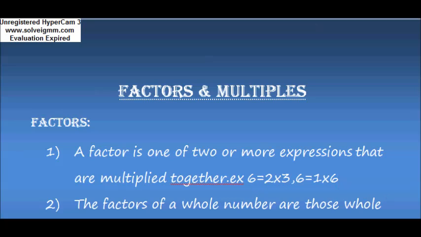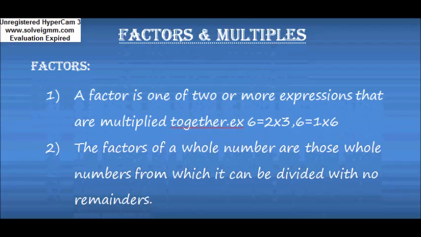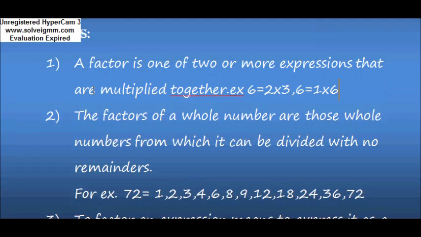So in our second point, the factors of a whole number are those whole numbers by which it can be divided with no remainder. For example, the factors of 72 are 1, 2, 3, 4, 6, 8, 9, 12, 18, 24, 36 and 72. These all are the factors of 72. Whenever we divide 72 by these numbers, we get an answer with no remainder.